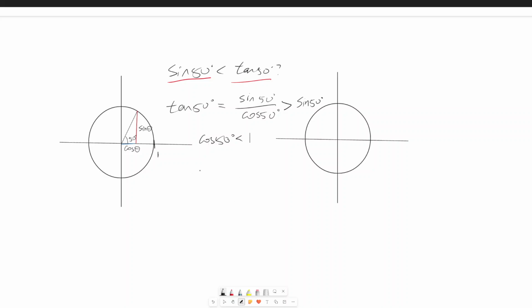You can think of it this way. If sine 50 was, let's say, 0.7, and cos 50 was 0.2, then what's going to happen? Let's say 0.3, it doesn't matter. Sine theta divided by cos theta, which is tan theta, is going to give you a value that's bigger than what sine theta is, because cos theta is less than 1. So is sine 50 less than tan 50? Yes, it is. Very good.